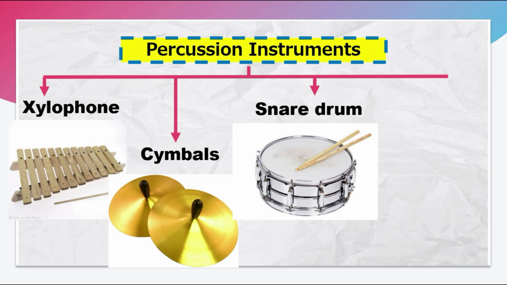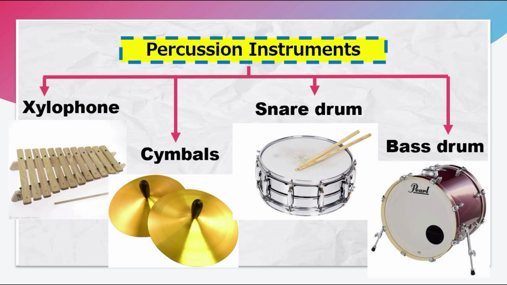Drums are played by using sticks. Next, for the last one, we have the bass drum. The bass drum creates the lowest sounds. Both sides of the drum may be struck by a mallet covered with soft materials. So let us hear the sound of the family of the percussion instruments.